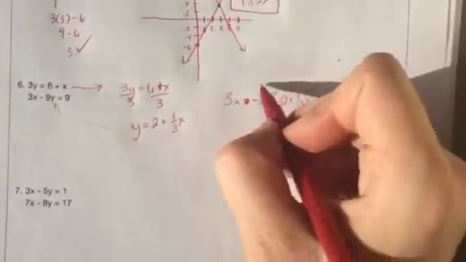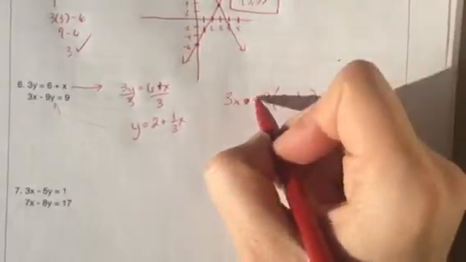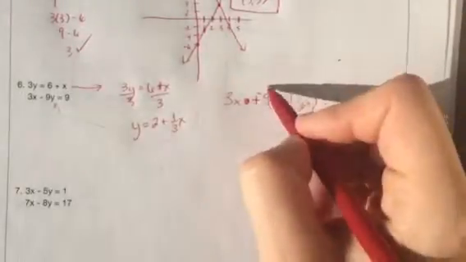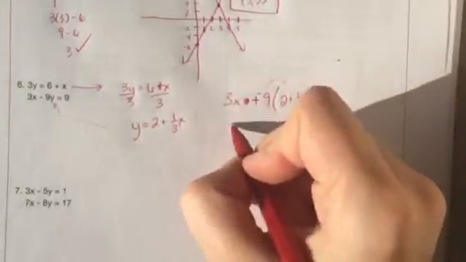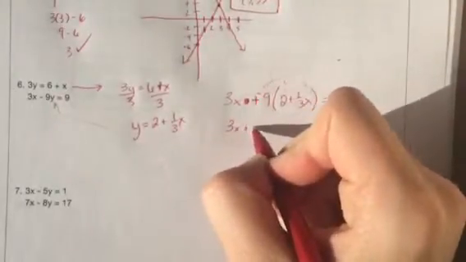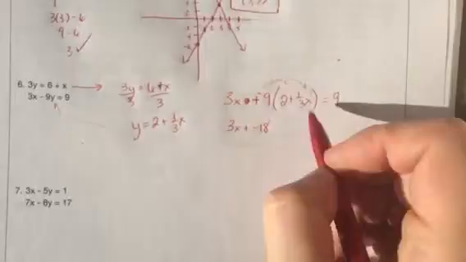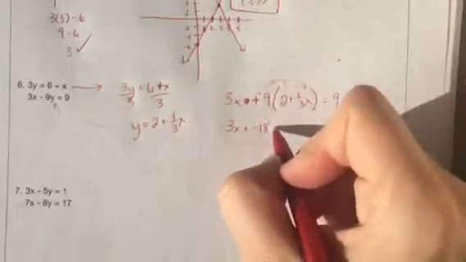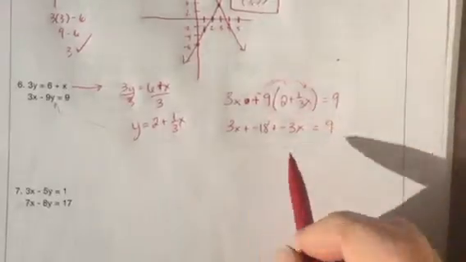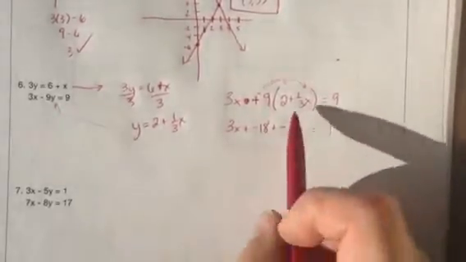And now I just use distributive property. I'm distributing a -9, right? Subtraction is the same thing as plus a negative, so I'm distributing a -9. So I leave the 3x alone, but when I do -9 times 2, that's -18, and -9 times 1/3 x is -3x equals 9. So our fraction even went away, which was nice.